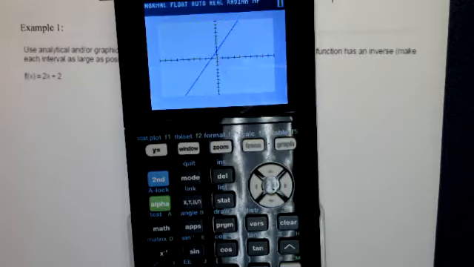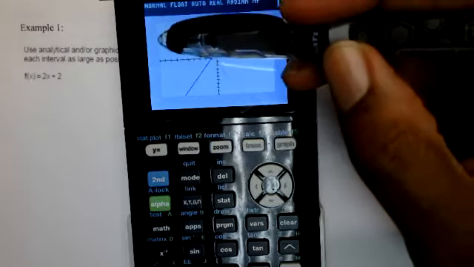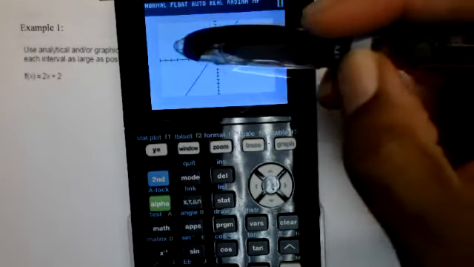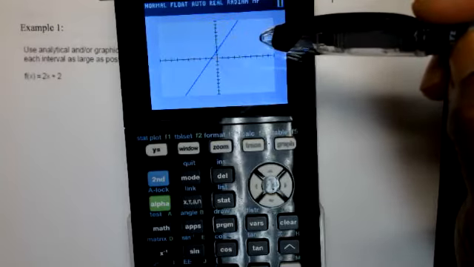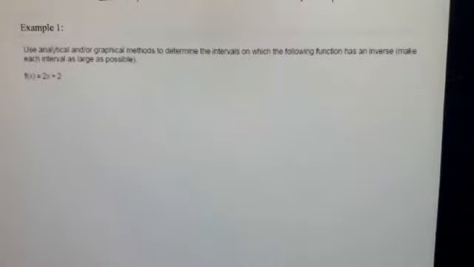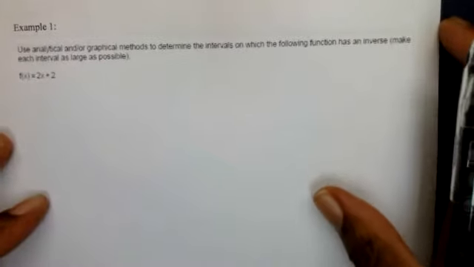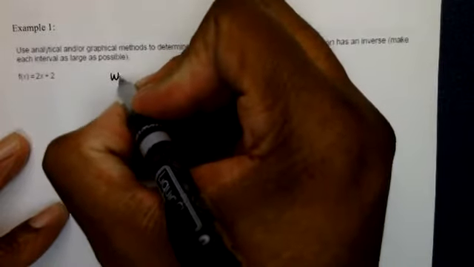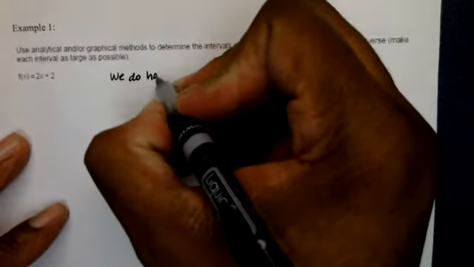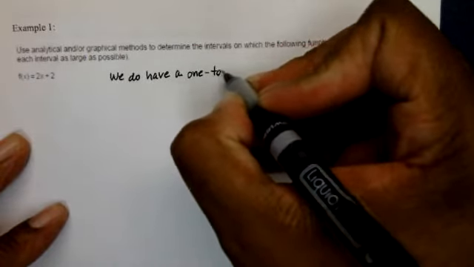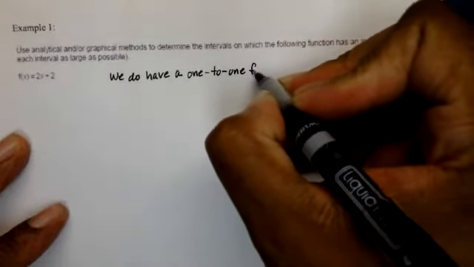Now, as we can see here, if we were to draw a horizontal line through this graph, that horizontal line will only cross the graph at one place. Only one place. So that means we do have an inverse function. Or we can say that we do have a one-to-one function, to be exact. So we can say that we do have a one-to-one function.